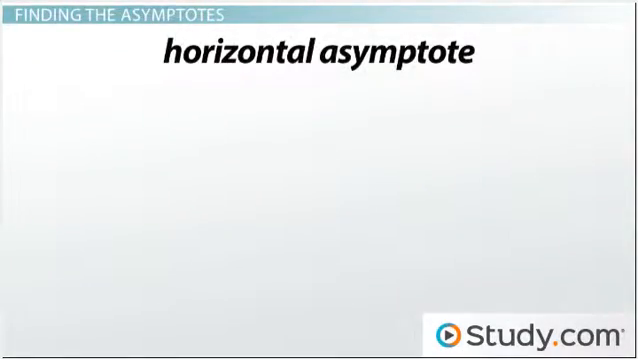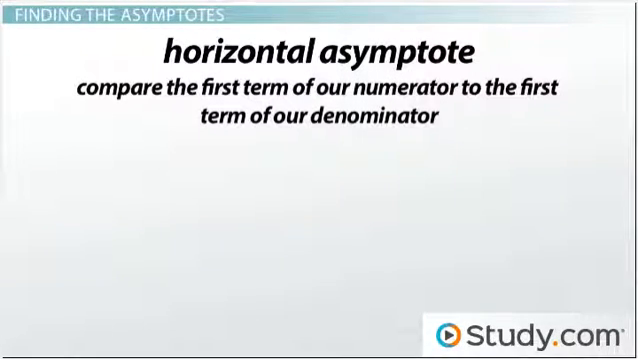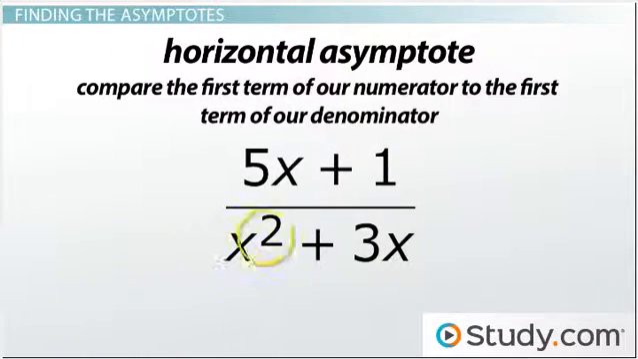We can begin graphing our data by drawing dashed lines to represent our vertical asymptotes at x equals 0 and x equals negative 3. Next, we need to find our horizontal asymptotes. To do this, we compare the first term of our numerator to the first term of our denominator. What we are looking for is the exponent of this term. There are three scenarios that we will look for in helping us find our horizontal asymptote.